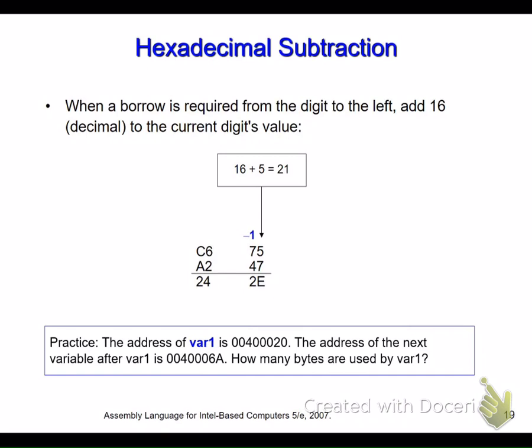You can just check this. If you have the address of that, the address of the next variable will be this. How many bytes are used by var1? You can do it yourself.